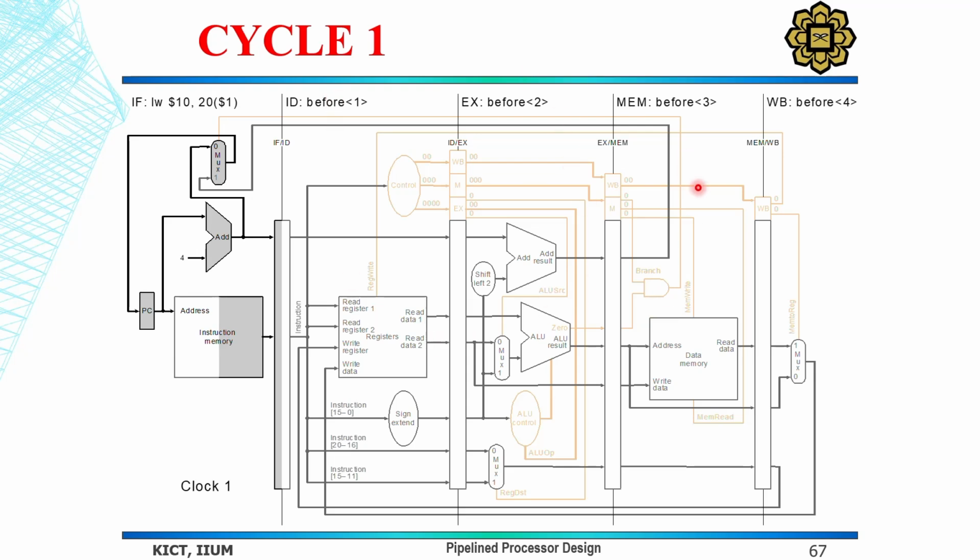Now, we already know that at this instruction fetch stage, it just fetches the instruction and then increments the program counter by 4. Then there is one multiplexer, and this passes the data to this pipeline register in clock 1.